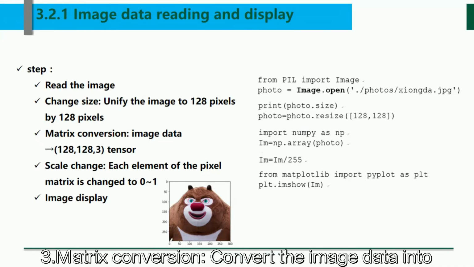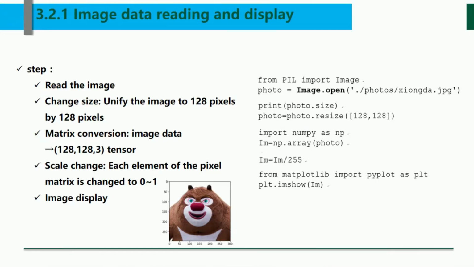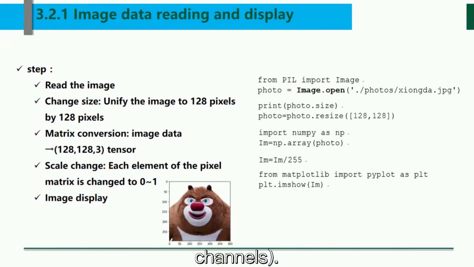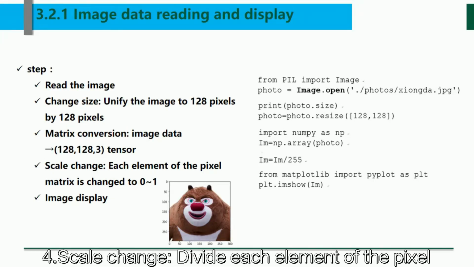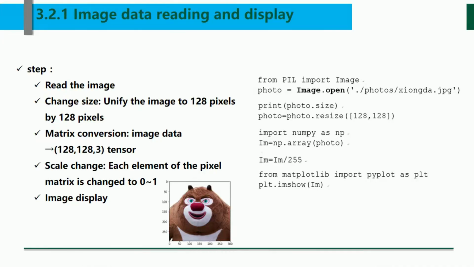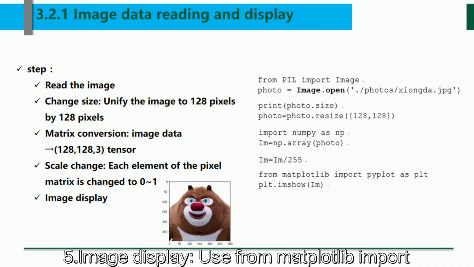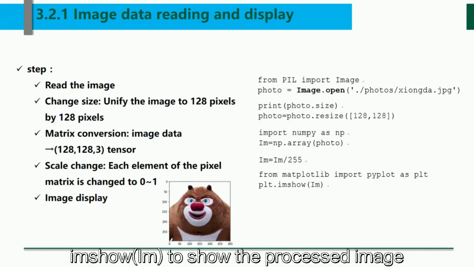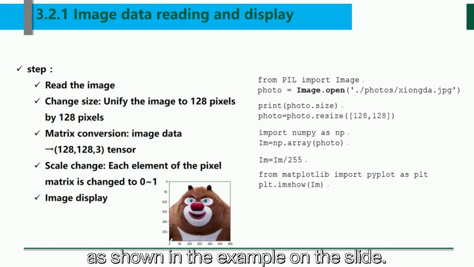And third, matrix conversion, convert the image data into a 128 by 128 by 3 tensor, since it's a color image with 3 channels. Fourth, scale change, divide each element of the pixel matrix by 255 to scale values to 0 to 1. This helps the model train more stably. Fifth, image display, use from matplotlib import pyplot as plt and plt.show() to show the processed image, as shown in the example on the slide.